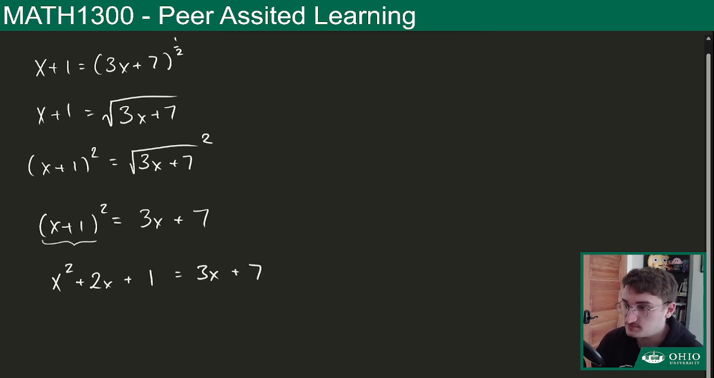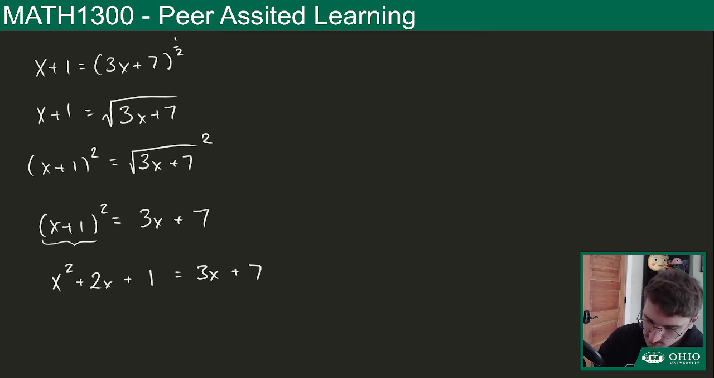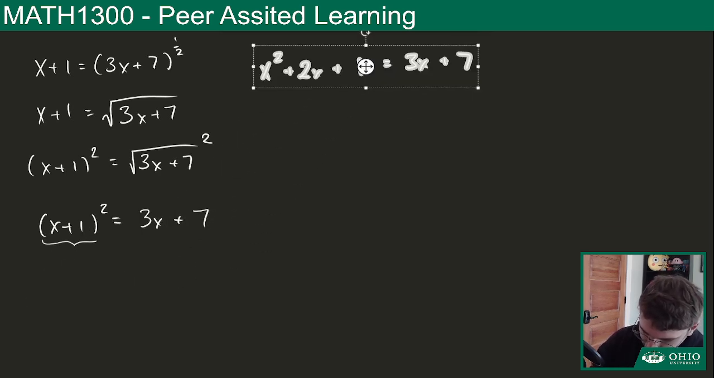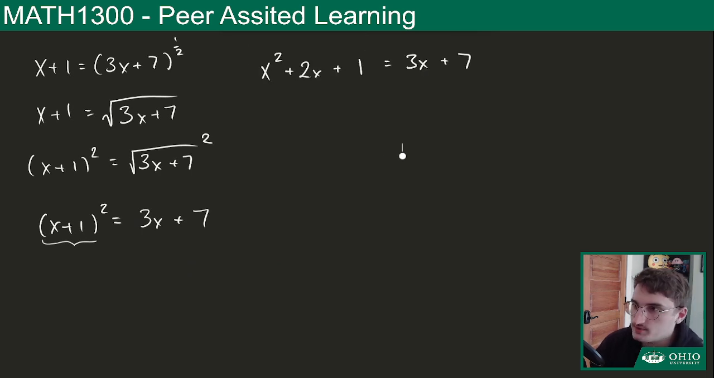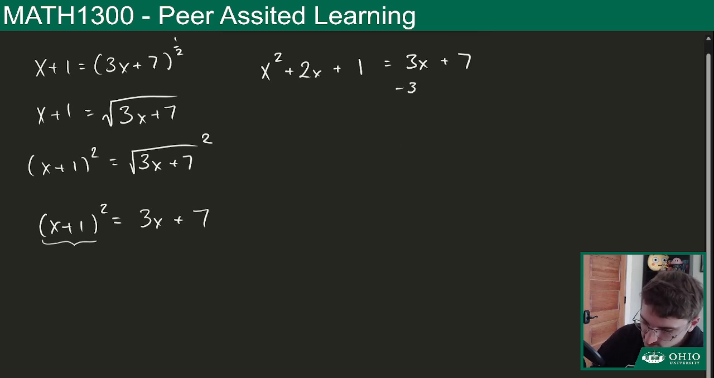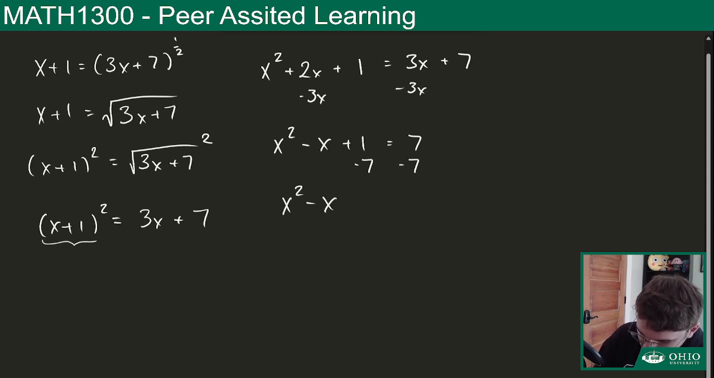Now this hopefully is an equation that we know how to solve, but let's still go through it. Let me make myself some more room here. Let me bring this up here. And we can subtract off the 3x from both sides. So now I have x squared minus x plus 1 equals 7. We can now subtract the 7 off from both sides. And so this is x squared minus x minus 6 equals 0.